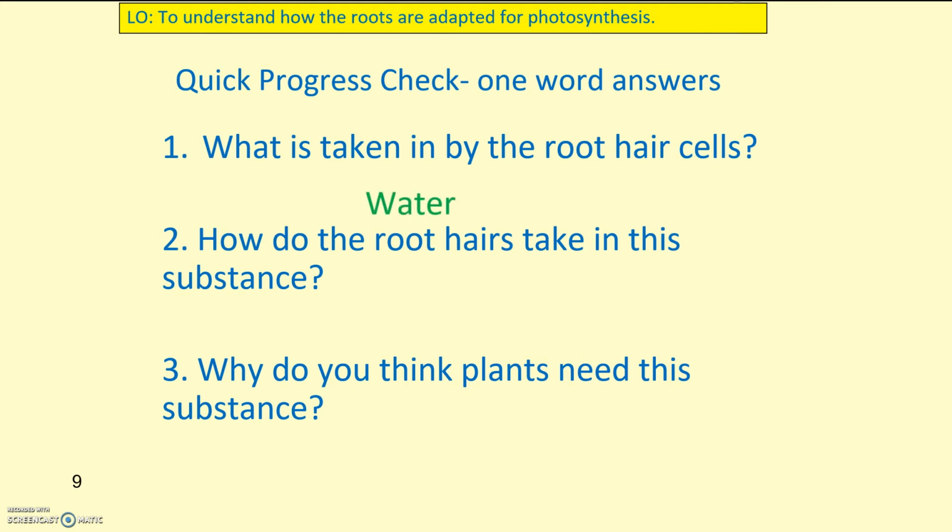First one would be water is taken up by the root hair cells. How do the root hair cells take in this substance? Through osmosis. And why do you think plants need this substance? In order for photosynthesis to take place.